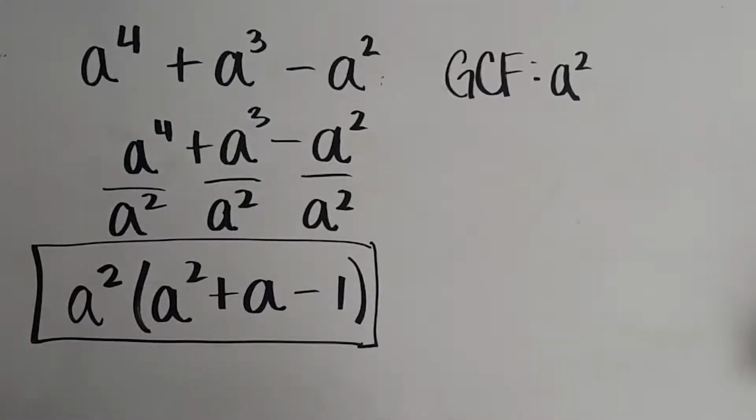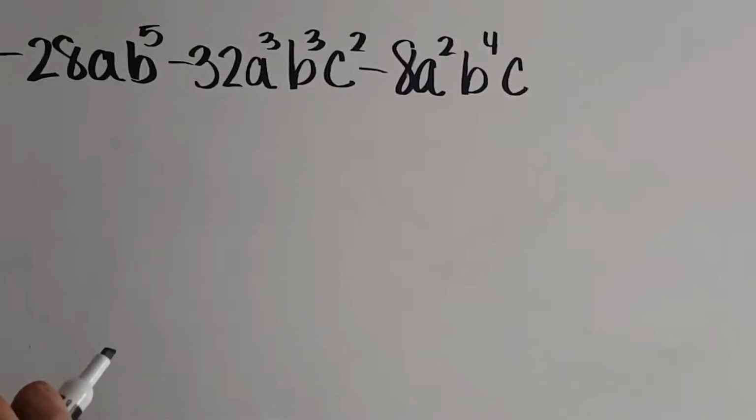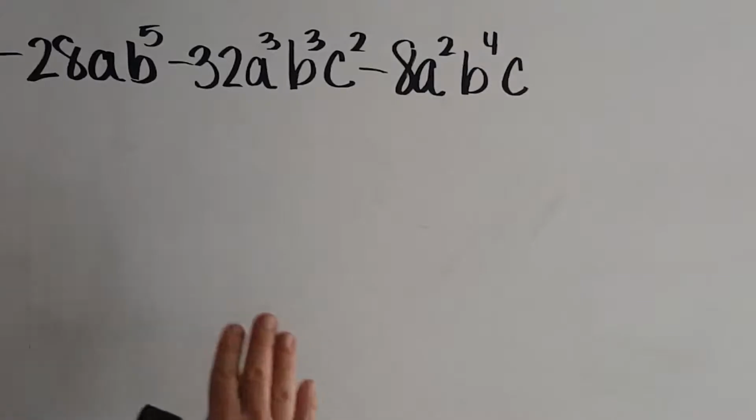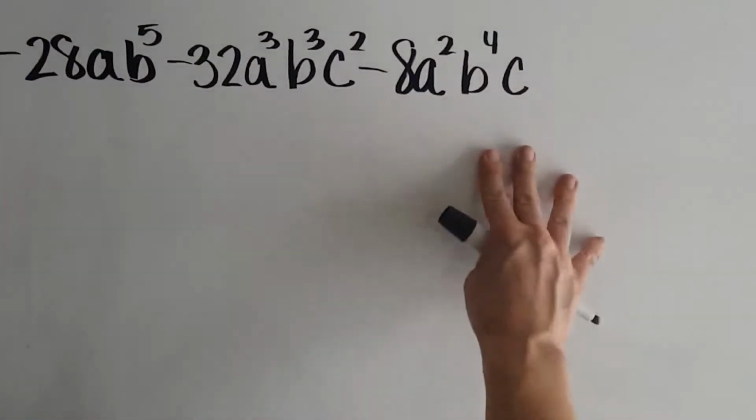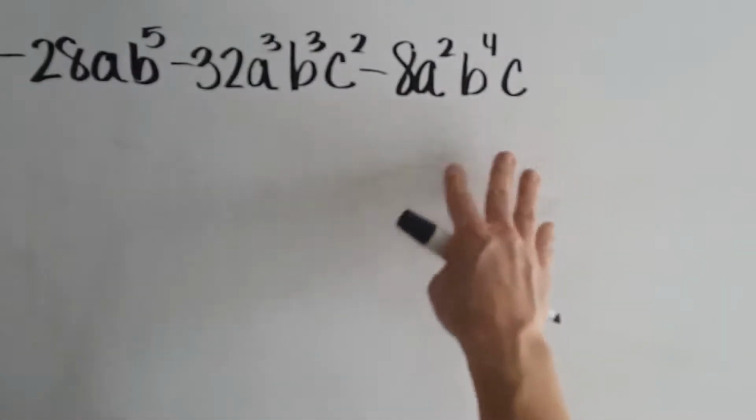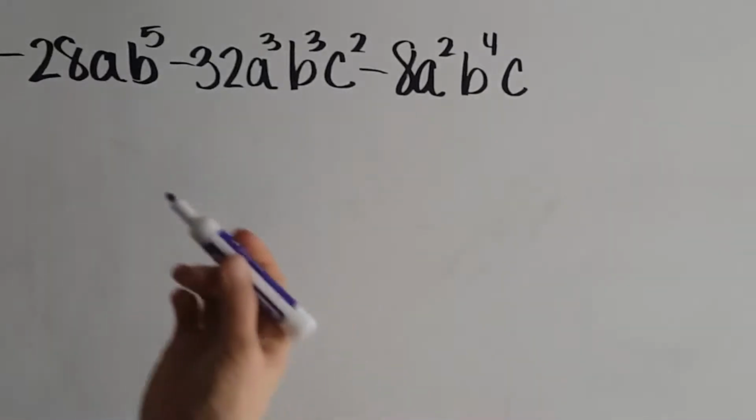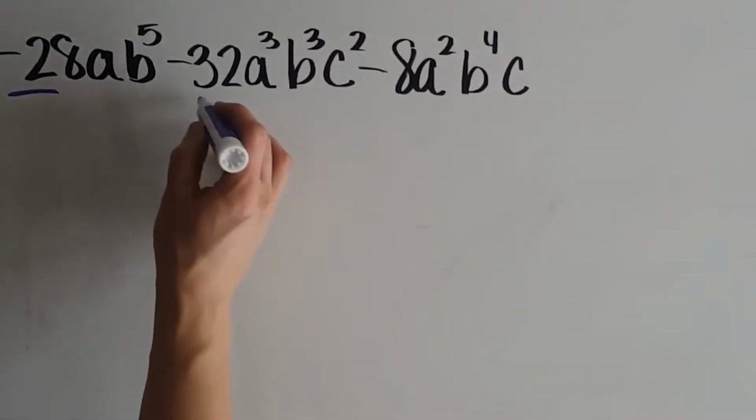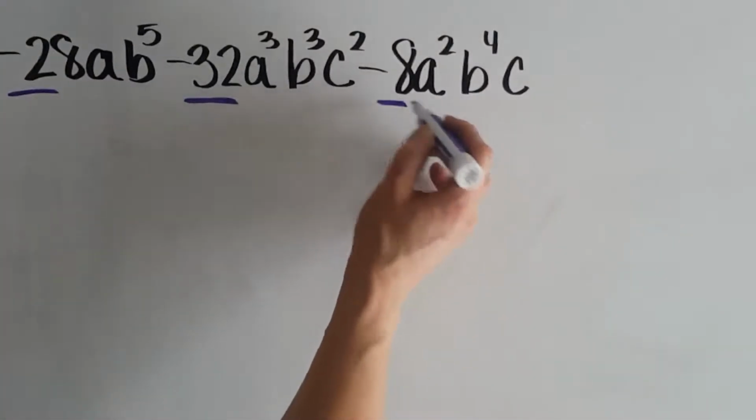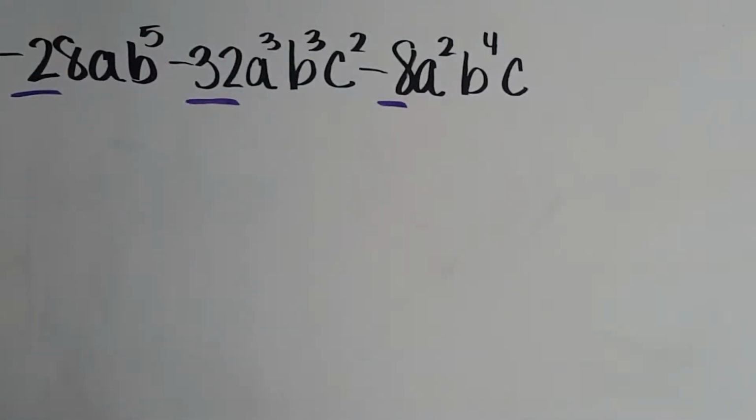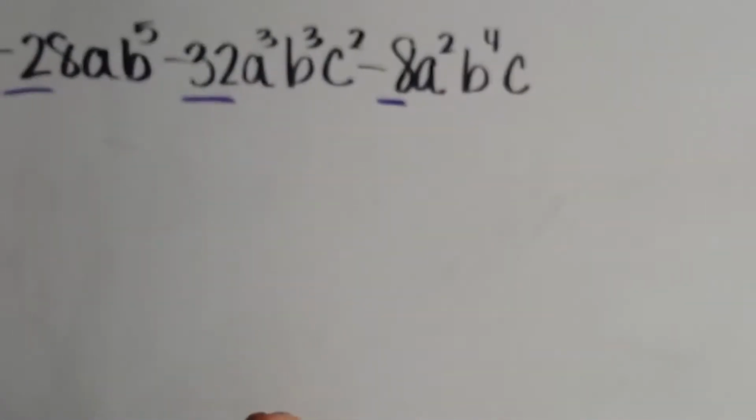So let's take a look at one more example. So step 1 to factor this would be to identify the GCF. The way I go about doing it is by breaking it down into pieces. So I look at my coefficients first. If I look at negative 28, negative 32, and negative 8, I'm trying to figure out what factor they all have in common and what's the biggest one.